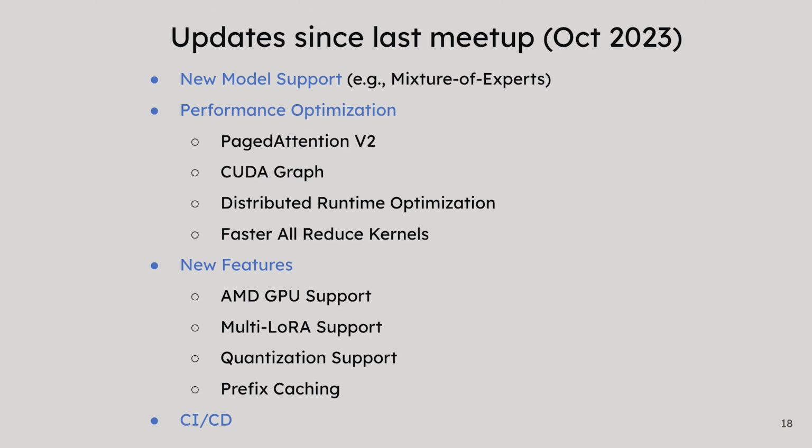Okay, since the last meetup, we made pretty significant progress on the project. We've continuously added new models. We optimized latency and throughput of vLLM with different optimizations at different levels. And we added new features, including AMD GPU backend and multi-LoRA serving. Finally, we implemented a CI/CD pipeline running on GPUs.